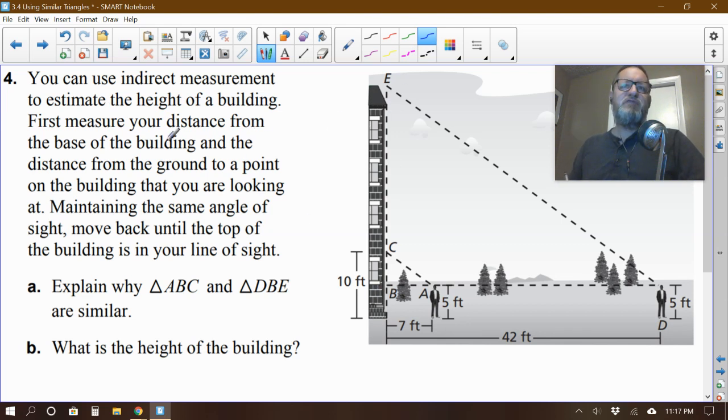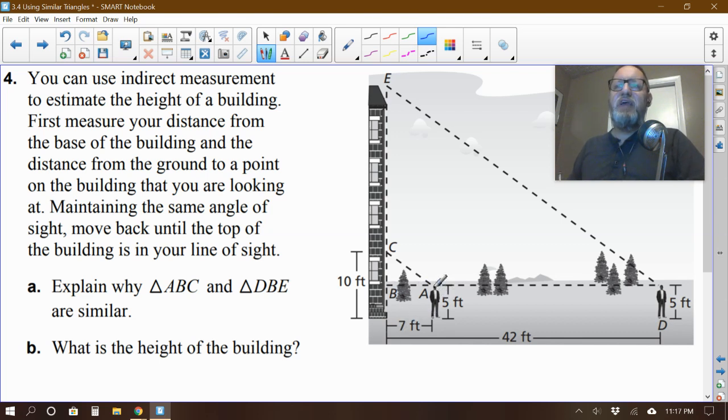First, measure the distance from the base of the building and a distance from the ground to a point on the building that you're looking at. Wow, that was quite a mouthful. Let me explain what they're talking about. So here we are standing, and we are 7 feet away from the building.